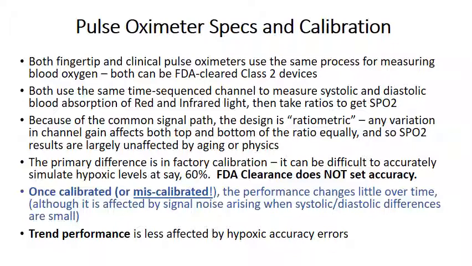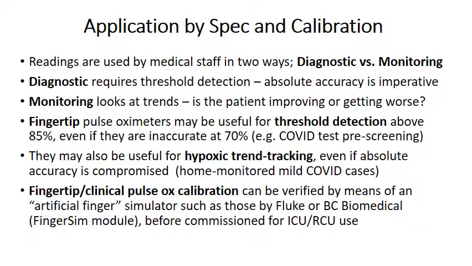Both fingertip and clinical pulse oximeter readings are used in two major ways by medical staff: diagnostic versus monitoring. So in the case of a respiratory distress response, it's diagnostic. Basically, the staff wants to know just how bad off the patient is from their inability to breathe. And that is basically anything below 85% is serious.